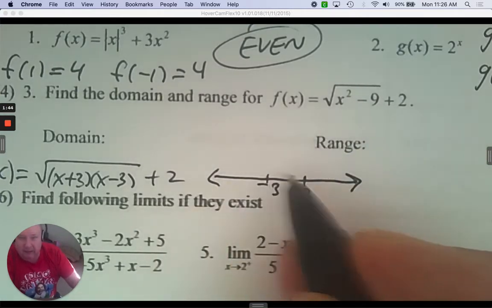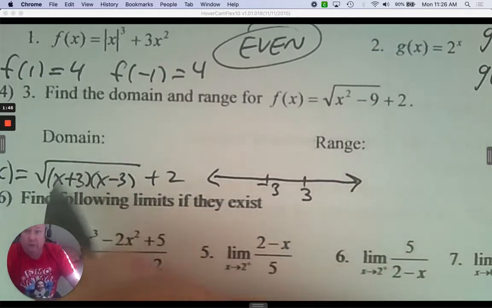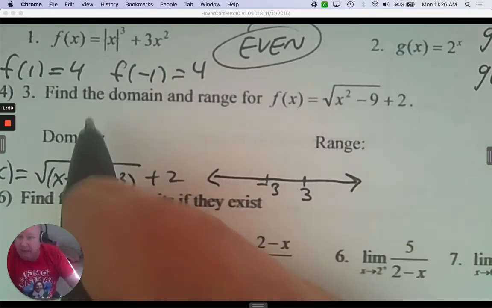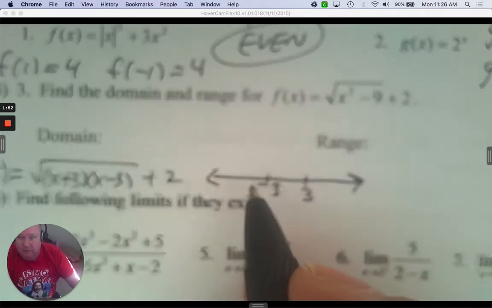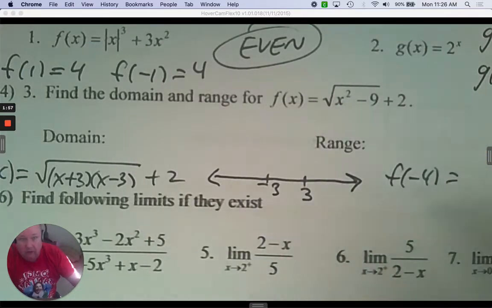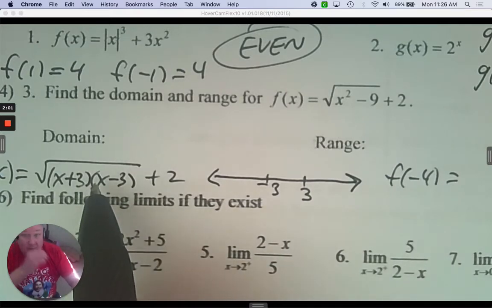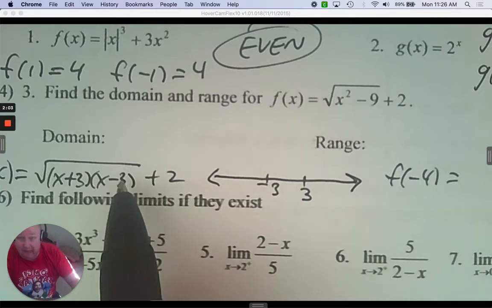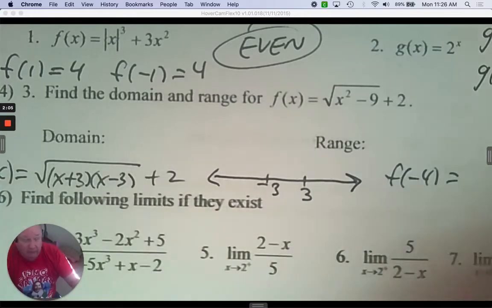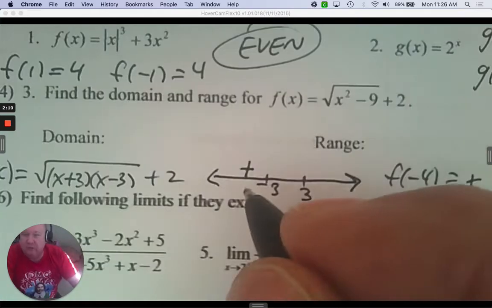And I'm creating intervals to see which interval is positive, because the square root of a negative number is imaginary, would not be a part of my domain. So if I take an answer that's negative, so let's say you plugged in -4, what would happen? So -4 plus 3, -4 take away 3 is a negative times a negative. That's a positive answer plus 2, and that's all I'm really looking for. What intervals are positive and which ones are negative?